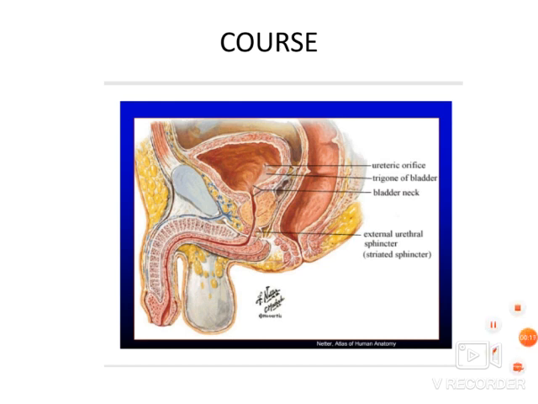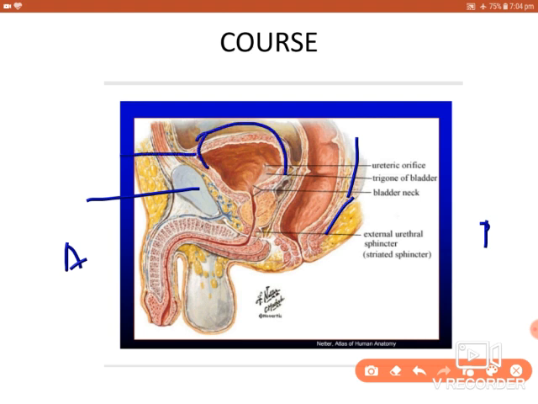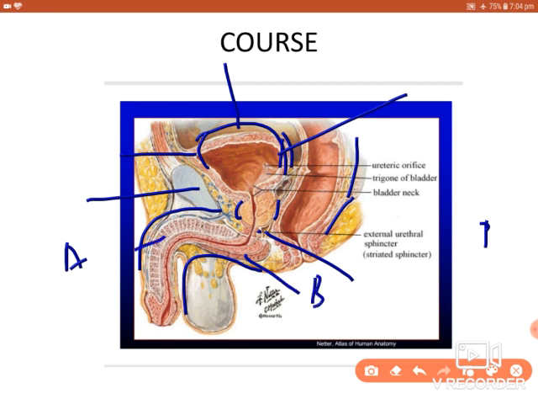Here what you are seeing is the sagittal view of the male pelvis. This is the anterior aspect, this is the posterior. You can see the pubic symphysis, and posteriorly the sacrum with the coccyx. This is the urinary bladder, this is the apex, this one is the superior surface, and this part is the base of the bladder. Then this is the prostate, this is the urogenital diaphragm, this is the penis, this is the bulb of the penis, this one is the body, and this part is the glans.